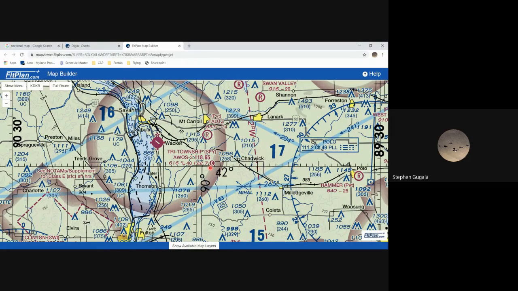Your lines of latitude are the same way. So here you've got the 42 degree line of latitude. The next one above it that is not on the screen will be 42 degrees, 30 minutes. These are not always easy to find on your sectional charts. I chose this picture because I had two of them together. Sometimes you've got to go hunting. Well, I shouldn't say sometimes.